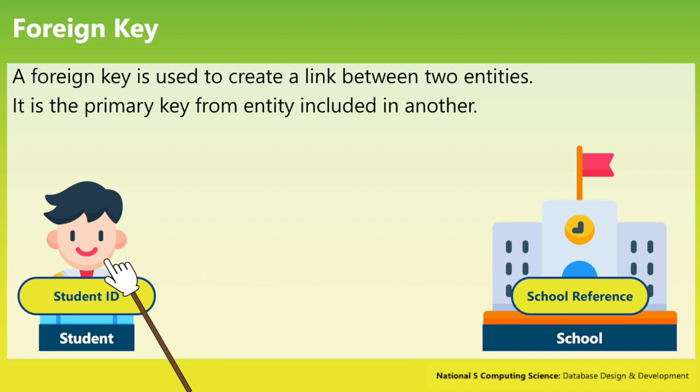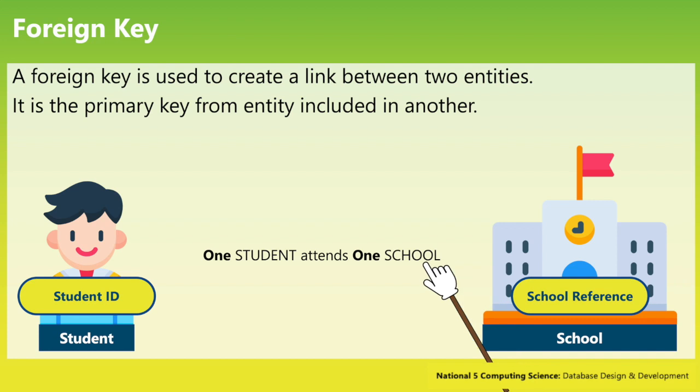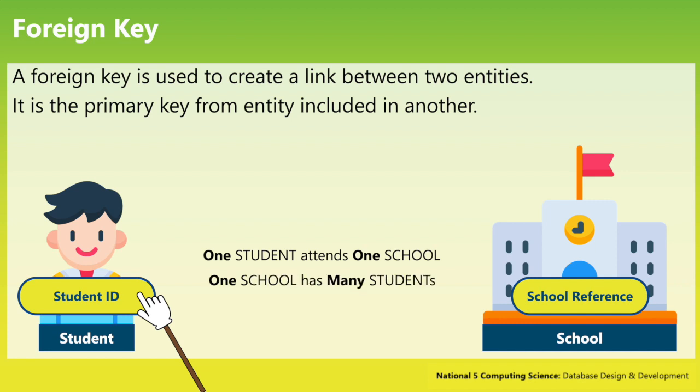So if we think about a student, how many schools does a student attend at once? And the answer is 1. One student attends one school. If we think about a school, how many students does a school have? And it's many. A school has more than one student.